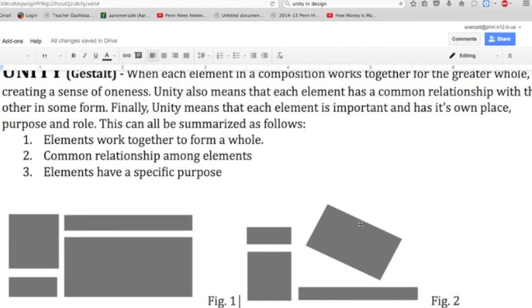Here's an example of disunity, or where there is no unity. Do you see how now it no longer forms a rectangle? Each element is trying its best to do so, but all of a sudden one of them's out of place, all right? Which brings us to point number 2.